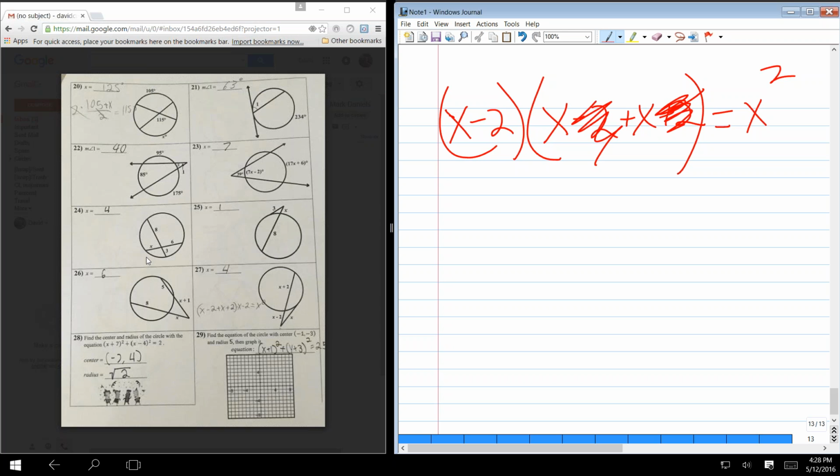And then 28 and 29 have to do with the equations of a circle, which unfortunately I don't have time to go over, but it looks like you understand those pretty good. Equations of a circle. Yeah. Minus 7 and plus 4 is the center, and the radius is square root of 2. That's correct. And this one you got x minus 1 plus y plus 3 equals 25. That's correct. And then graphing it's pretty easy if you know where the center is and you know what the radius is. This is a good page. If you're proficient on this page, you're going to do good on the test.